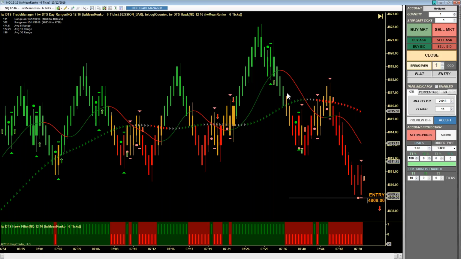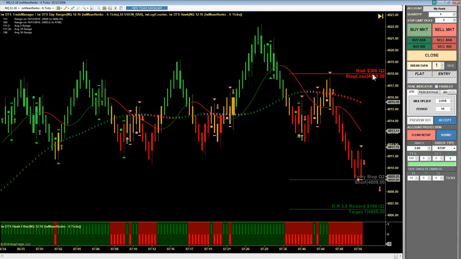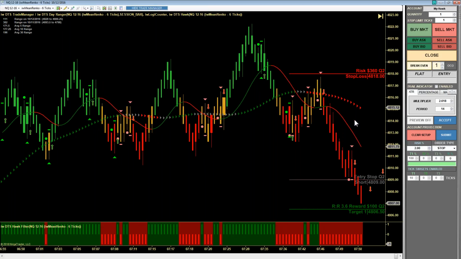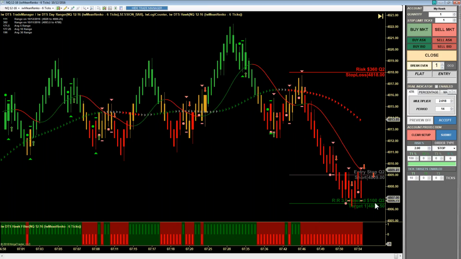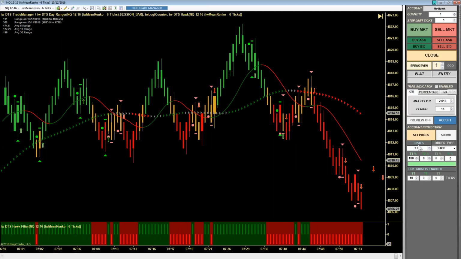I look at that and reasonably I should probably place my stop up here. I still have about $400 at risk, but look at what Trade Manager has done. It's adjusted my size. If you were a onesie trader, however, we would both have a winning trade, but I've earned twice as much money as you have.